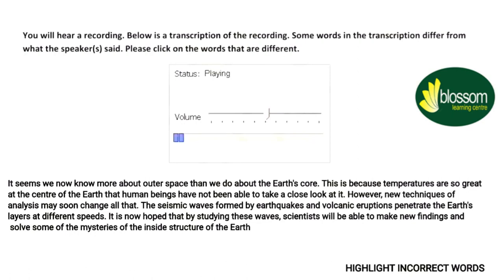It seems we now know more about outer space than we do about the Earth's core. This is because temperatures are so high at the center of the Earth that human beings have not been able to take a close look at it. However, new methods of analysis may soon change all that. The seismic waves created by earthquakes and volcanic eruptions penetrate the Earth's layers at different speeds. It is now hoped that by studying these waves, scientists will be able to make new discoveries and solve some of the mysteries of the internal structure of the Earth.